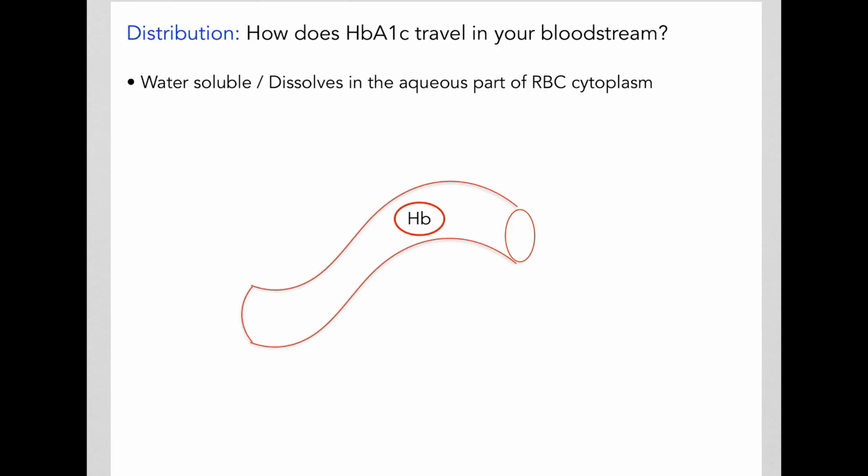Now what about the distribution of A1c? How does hemoglobin A1c travel in your bloodstream? And that's similar to hemoglobin itself. Hemoglobin, as well as A1c, are all water soluble, and so they will simply dissolve in the water part of the red blood cell cytoplasm.